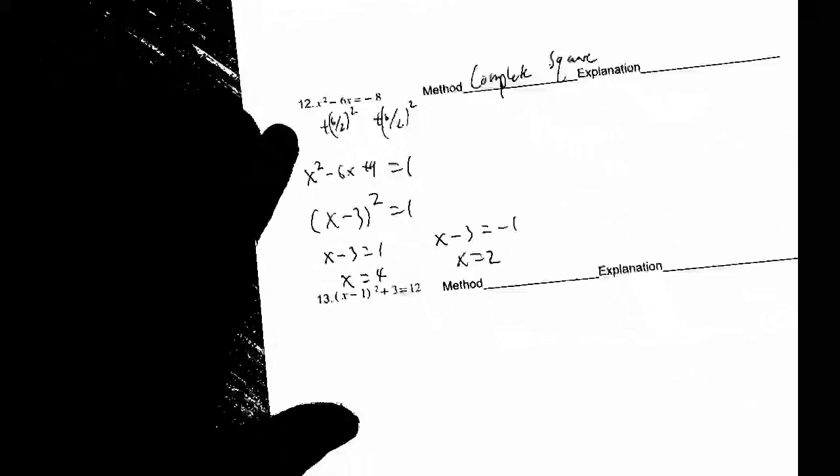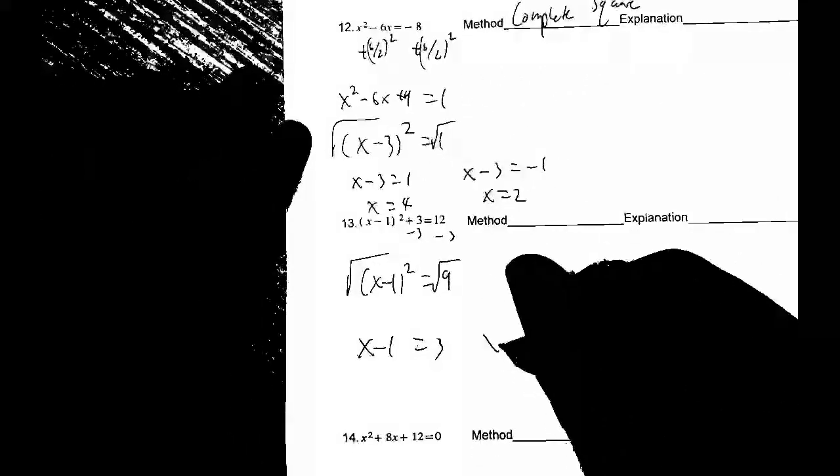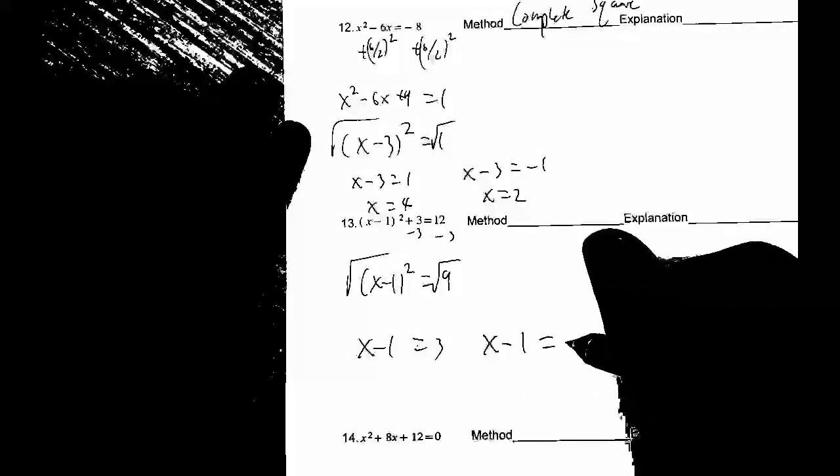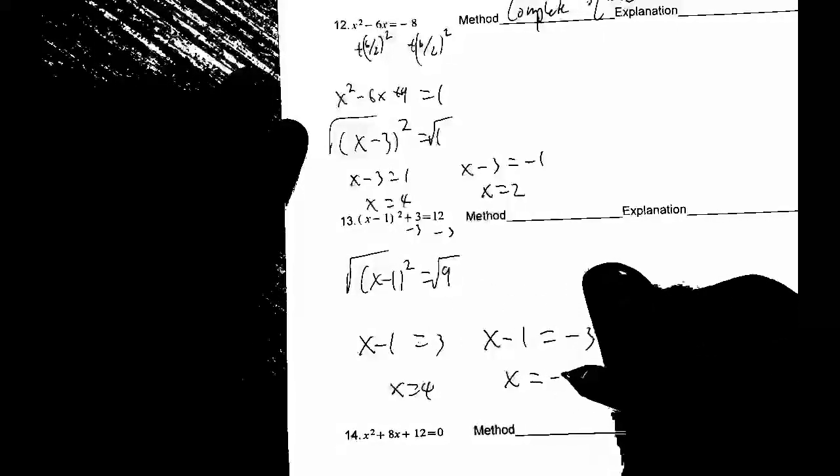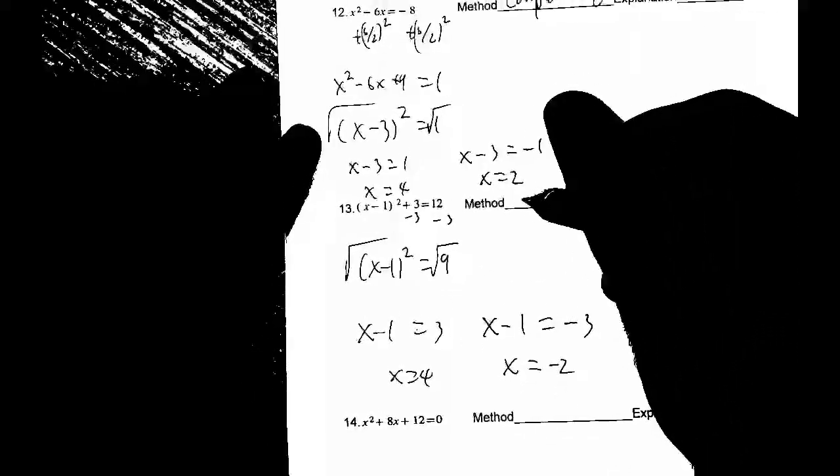Okay. This one's already set up to complete the square. We just have to finish it. So we're just going to minus 3 both sides. x minus 1 squared equals 9. We're going to square root both sides. We're going to get x minus 1 equals 3, and x minus 1 equals negative 3. So x equals 4, and x equals negative 2. Okay, so this is complete the square.